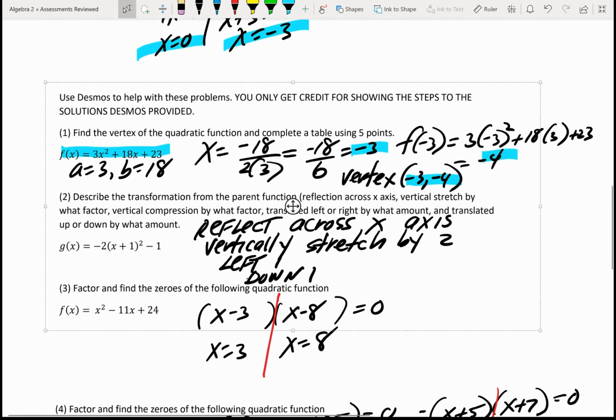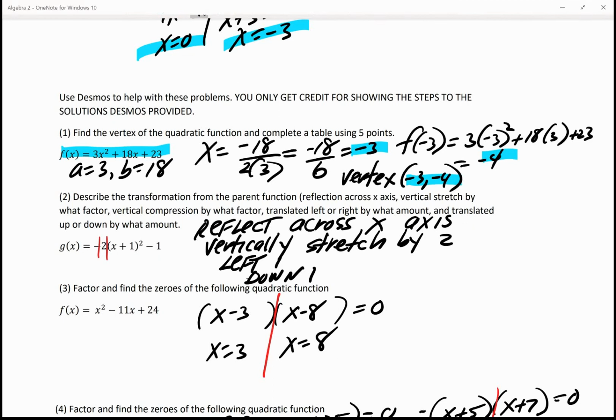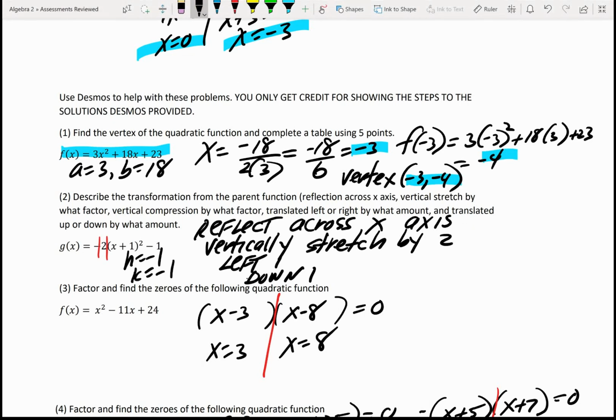Number 2, it was a reflection across the x-axis. Here it's vertically stretched by 2. Anytime the absolute value of that coefficient is greater than 1, it's a stretch. If it's a fraction, less than 1, it's a compression. So this was stretched by 2. It went to the left 1, so h is equal to -1, and then k is equal to -1. So it went left 1 and down 1.